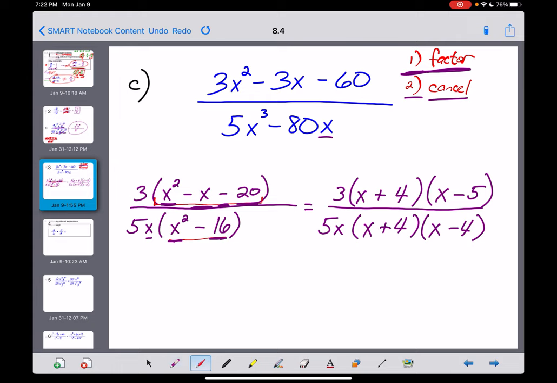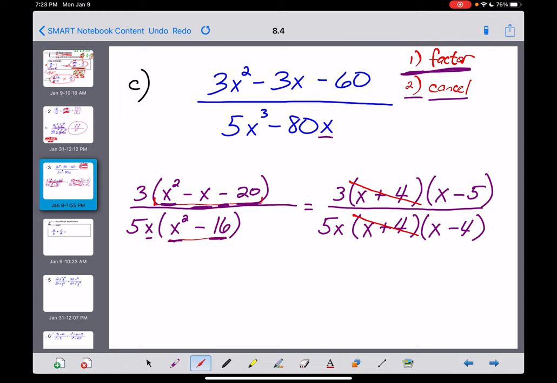And now we move on to step 2, cancel out any identical factors that you have on the top and the bottom. So what do we see? The entire factor of x plus 4 cancels with this x plus 4. And unfortunately, you guys, that's it. You cannot cancel, for example, this x and this x. Why? Because those x's are being subtracted right here or added. You can't cancel terms. You can only cancel factors.